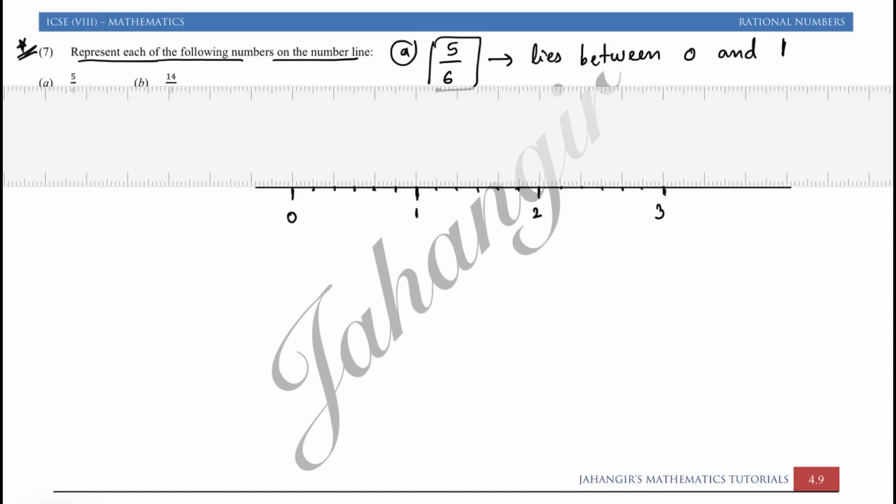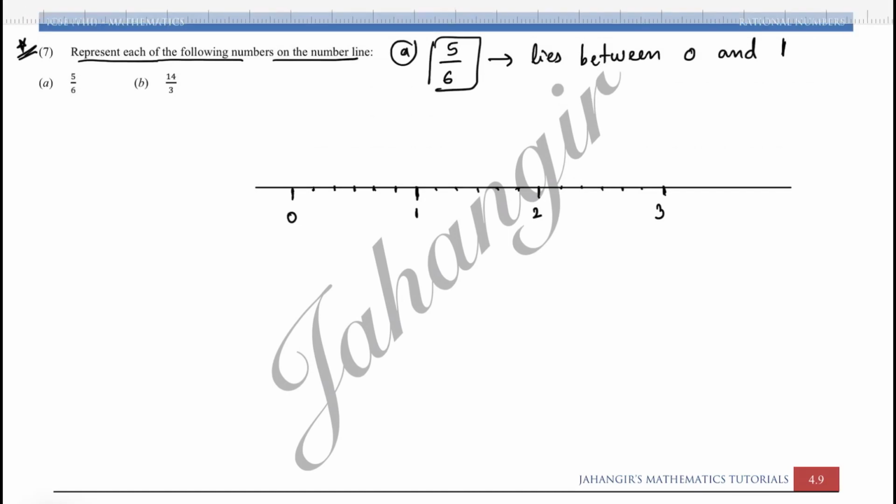Now, what I have to do? I have to just mark with arrows. So now my number is 5 by 6. So I will represent it here. It's 5 by 6. This is my 5 by 6. So on the number line you can represent 5 by 6 like this. You can write it here also.